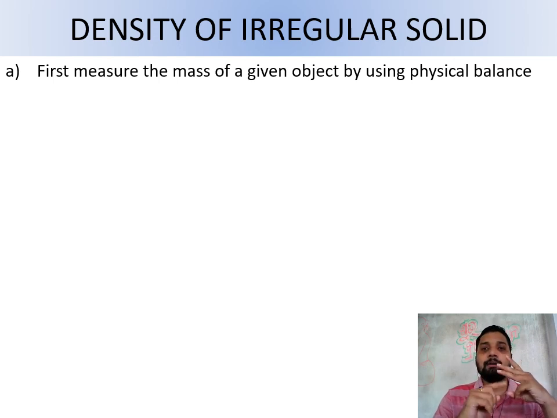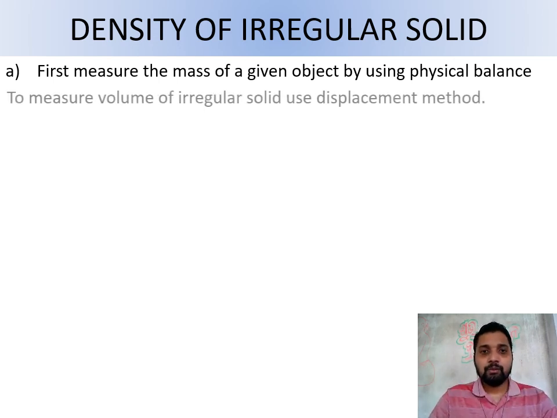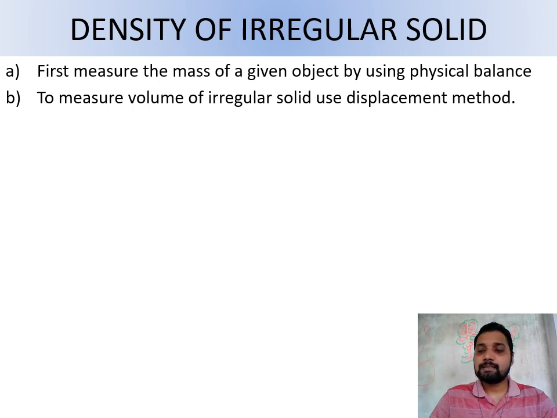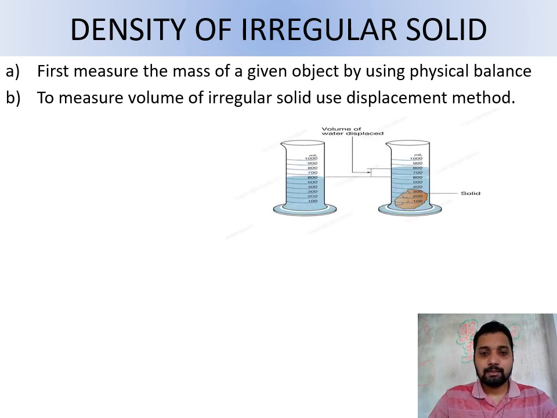So next thing to know about the volume of this irregular solid. To know the volume, we are using displacement method. Most of the time we are using water displacement method. What is the displacement method? First, we'll take one measuring cylinder with certain amount of liquid inside it. It is called initial level.